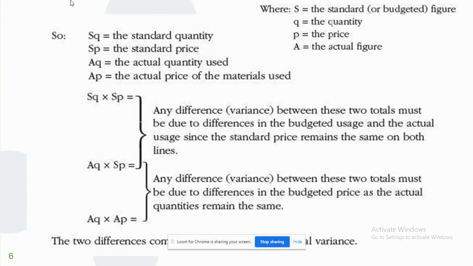The second material sub-variance is material price variance. This shows the price that varies from what we budgeted and what we actually spent. That's actual quantity multiplied by standard price minus actual quantity multiplied by actual price. The difference between these two totals must be due to differences in the budgeted price, as the actual quantities remain the same.